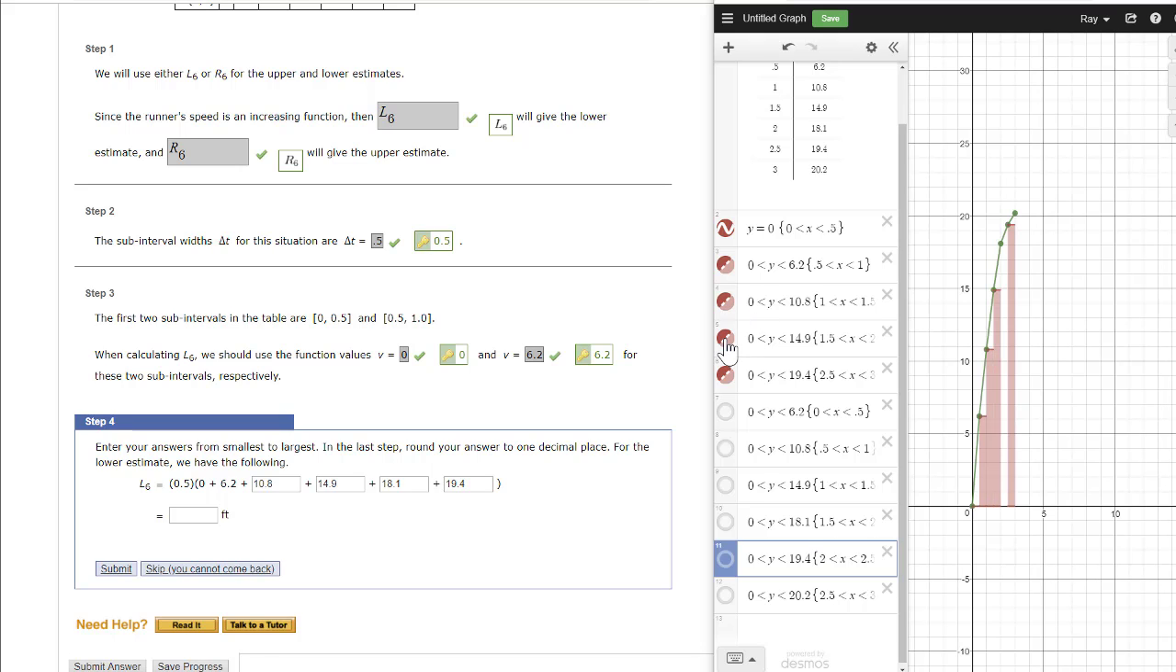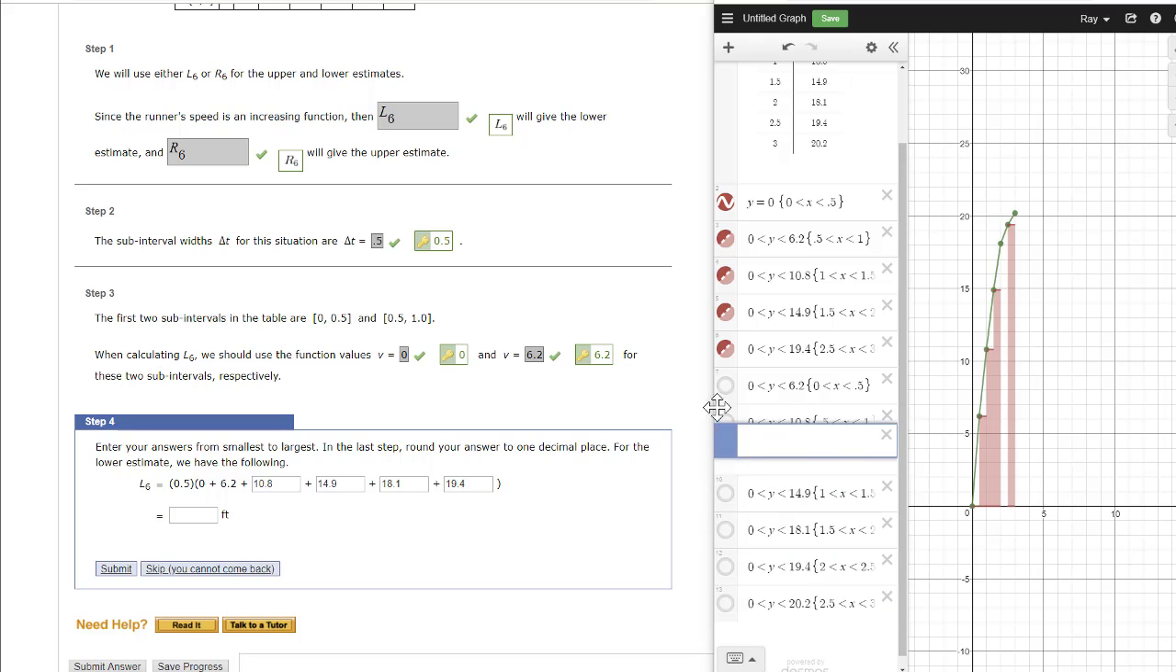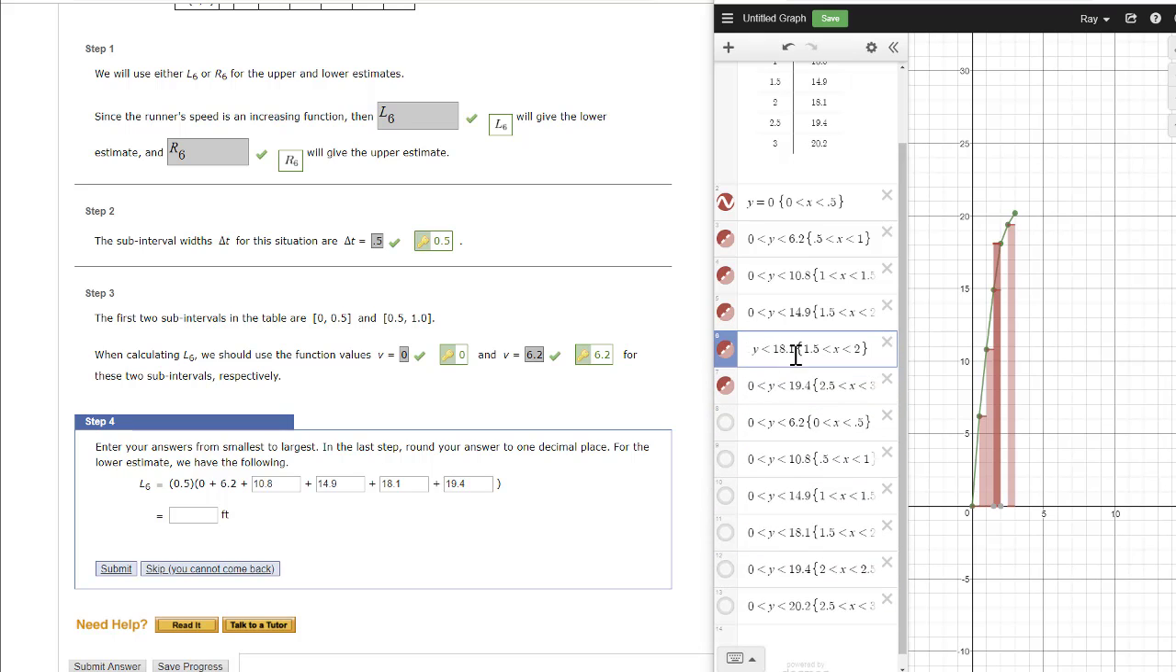I think we're missing one. Yeah, we're missing one. Let's throw that last one in. The one that we're missing is going to be this. We would squeeze it in here somewhere, and this would be the graph from 2 to 2.5. So here we go. This would be the complete set of the lower estimates that we would be adding.